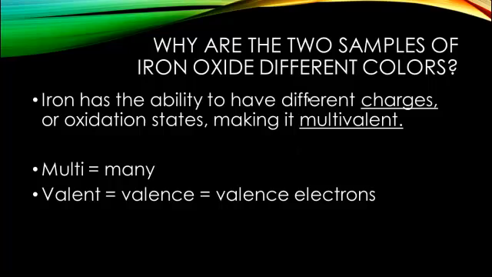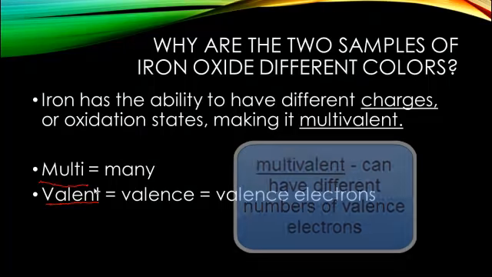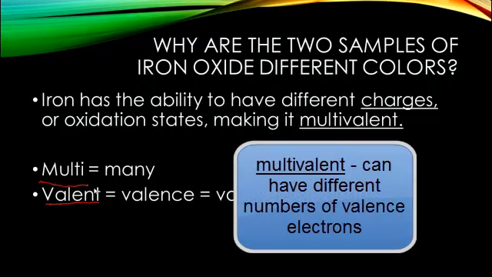So iron has the ability to have different charges, also called oxidation states, making it multivalent. And multivalent sounds complicated, but it's really not that bad. Multi means many, and valent refers to valence electrons, which you did in the last unit. Valence electrons are those outermost ones that are involved in bonding. So multivalent just means it can have different numbers of valence electrons.